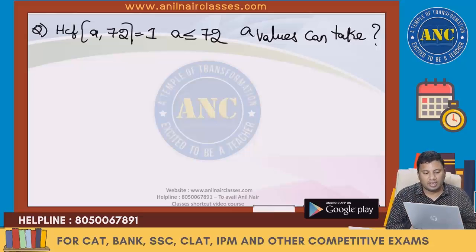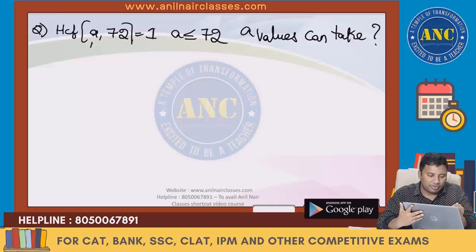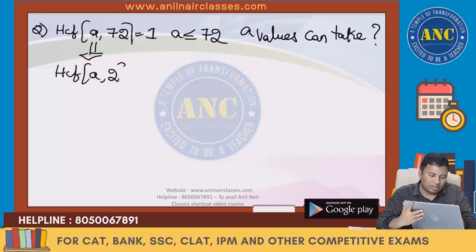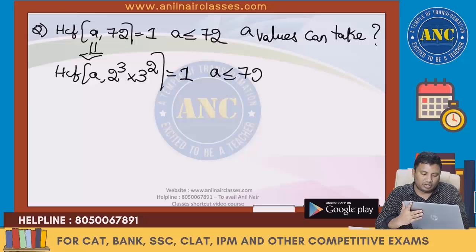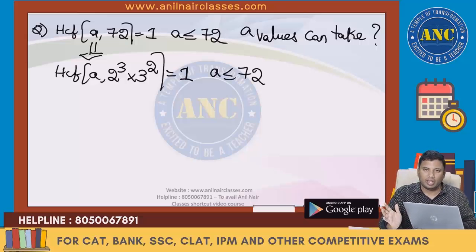See this question. HCF of A comma 72 is equal to 1, A is less than or equal to 72. How many values can A take? This is nothing but: 72 is 2 cube into 3 square. Am I right?